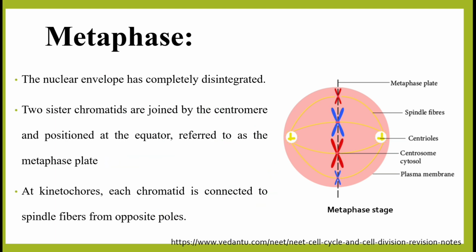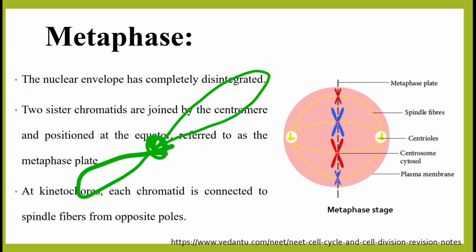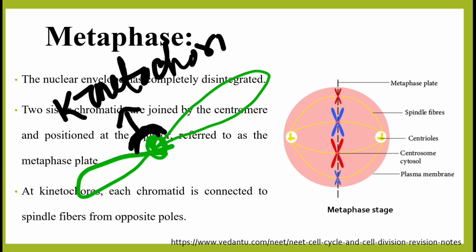At the kinetochore, each chromatid is connected to a spindle fiber from the opposite pole. What is the kinetochore? Kinetochore is a special protein complex present on the centromere. Suppose it is a chromosome and this is the centromere. A special type of protein associated with that centromere is called the kinetochore. To that kinetochore, spindle fibers join from opposite poles.